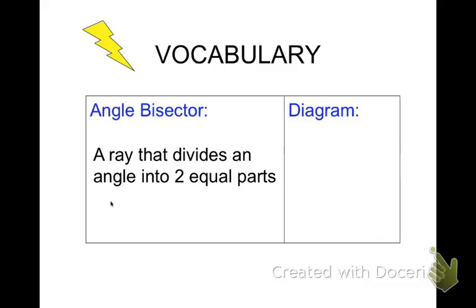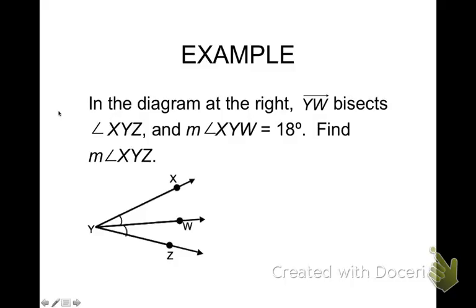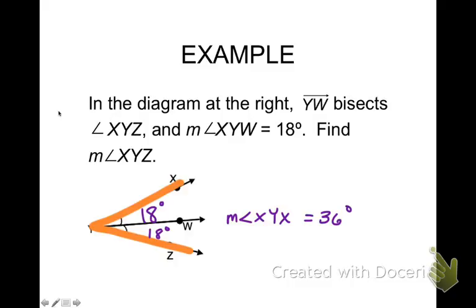All right, so for the last example, in the diagram at the right, well, it's actually on the left, ray YW bisects angle XYZ. Here I'm giving some information, so let's fill it in. The measure of angle XYW, so that's that top angle, is 18 degrees. I'm going to put that little 18 up there. They're looking for the measure of angle XYZ. So if that top half is 18, what's the bottom half going to be? 18, so the whole thing would be 36. So the measure of angle XYZ is equal to 36 degrees.